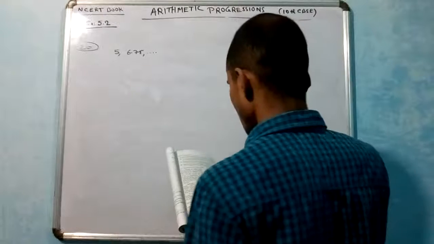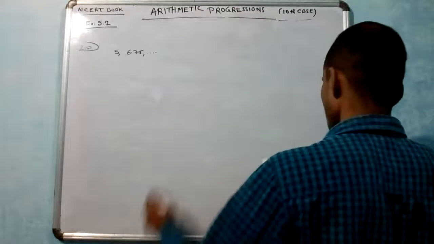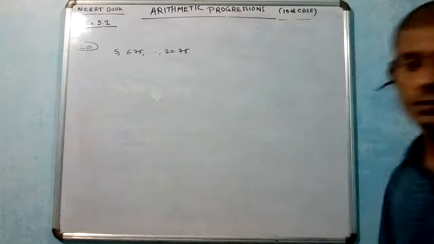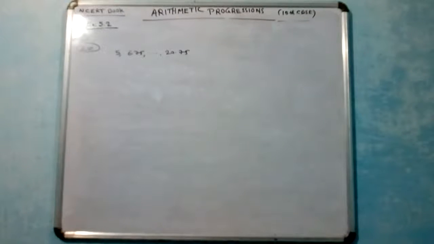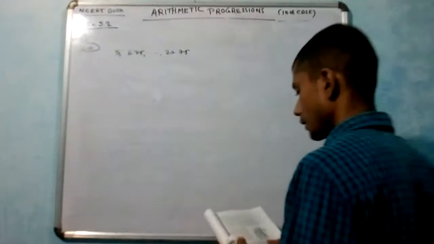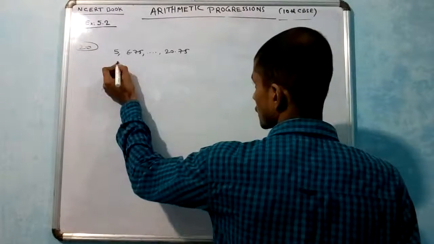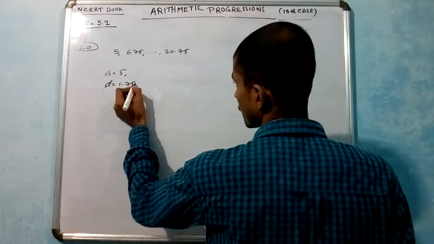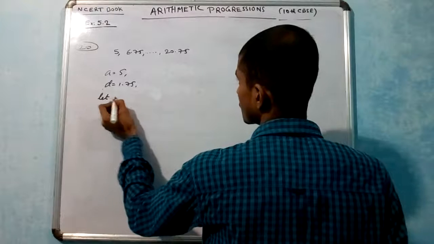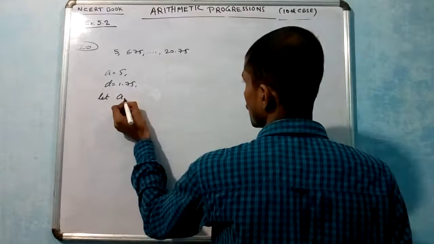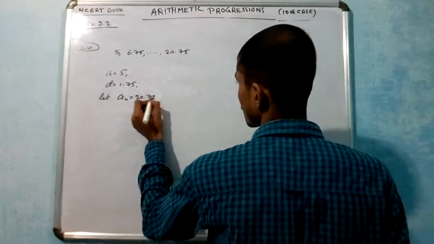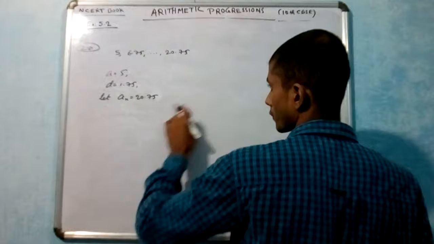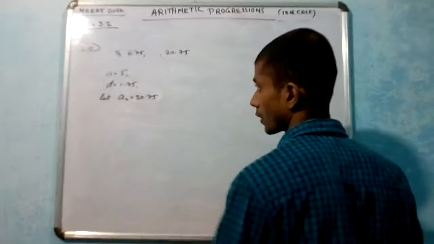If in the nth week her weekly saving becomes 20.75, that is asking what? So this is the a. a is equal to 5. d is equal to 1.75. Let an be equal to 20.75. No, you should not write like this. Let the nth term be 20.75, then an is equal to 20.75. Like that you have to write, okay?